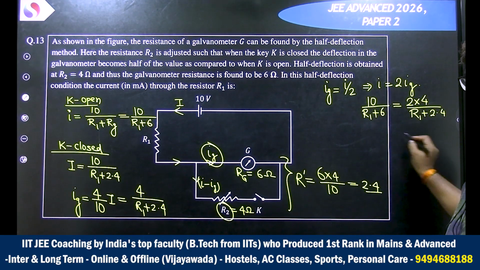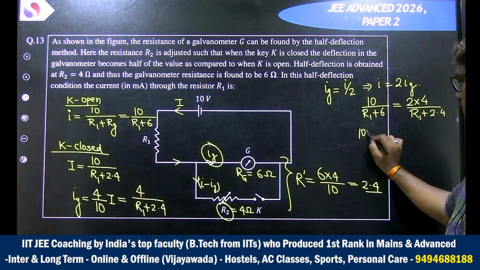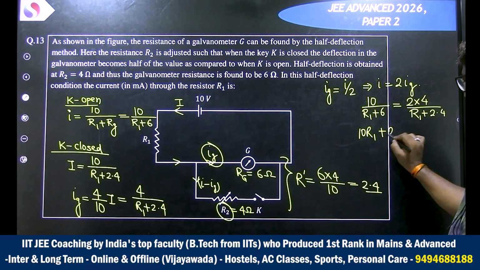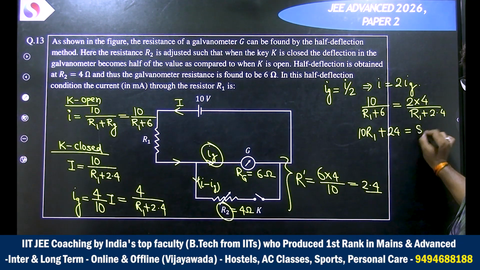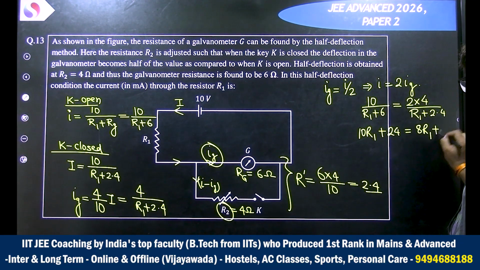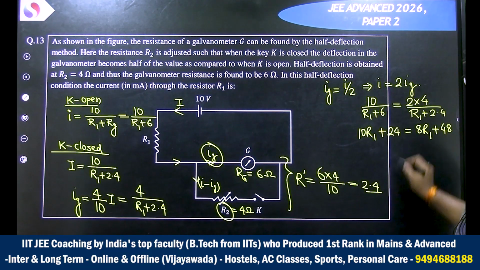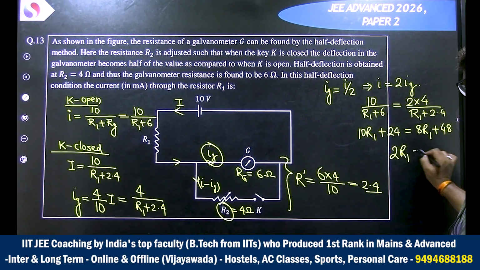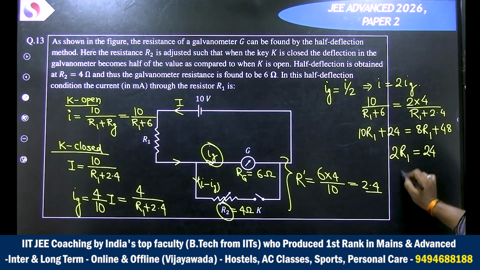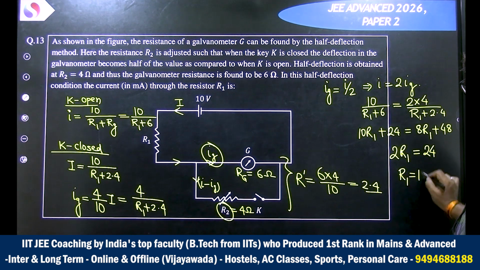Now let's cross multiply. It is 10 R1 plus 24 is equal to 8 R1 plus 48. So 2 R1 is equal to 24. R1 is equal to 12 ohm. So here the answer is 12.